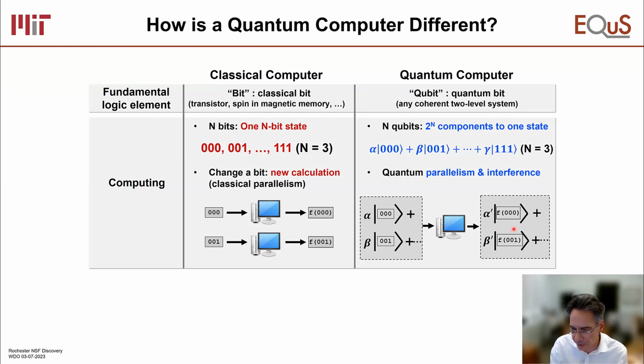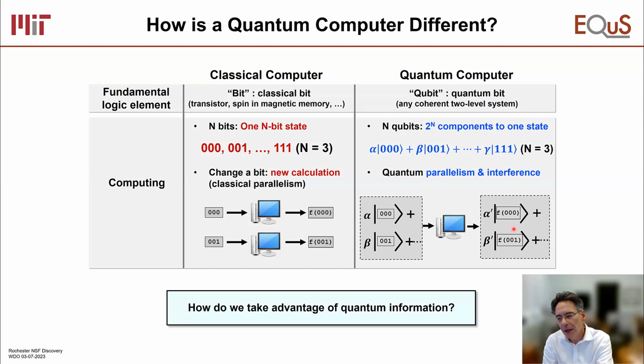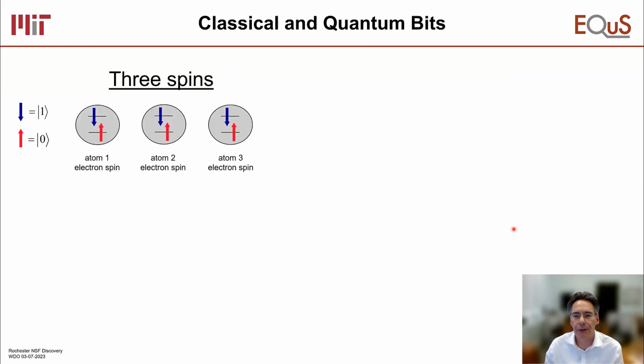But as we can see, this is a very different way of processing a large amount of information. So the question is, how do we take advantage of this quantum information? Well, let's think about, again, classical versus quantum bits. And we can do that in the context of spins. These can be classical or quantum.